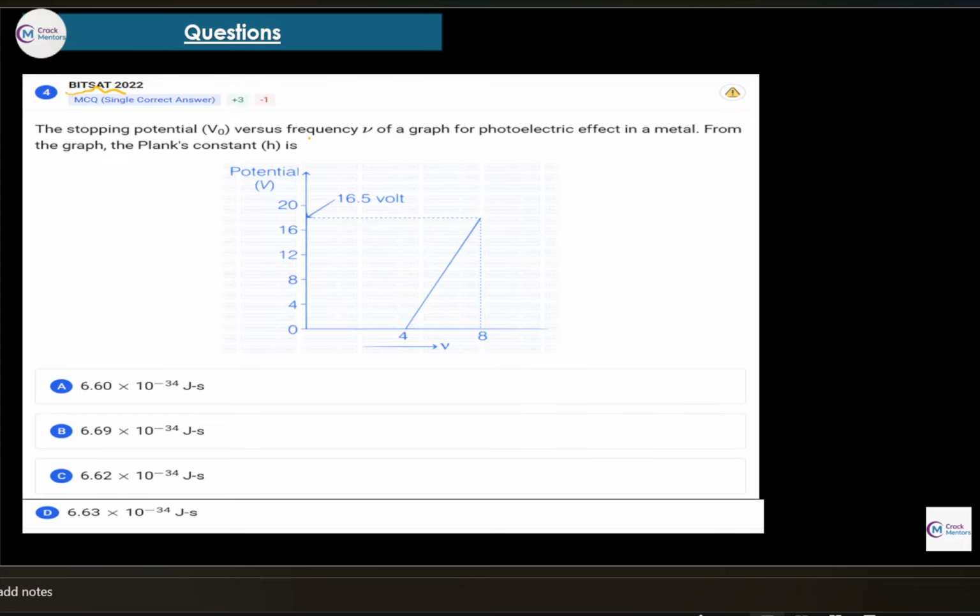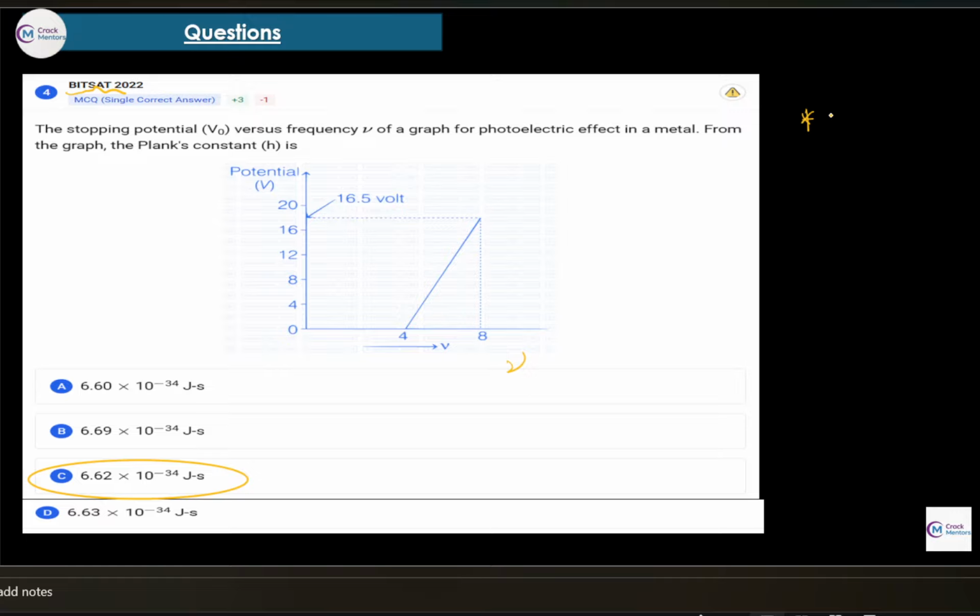The stopping potential V naught versus frequency nu curve is plotted in front of us. The Planck constant h, again, we don't have to put in the value 6.626 like this. This is not the value that we are going to put right now. First of all, we are going to solve, and then we are going to put the answer in it. So let me solve for the value.